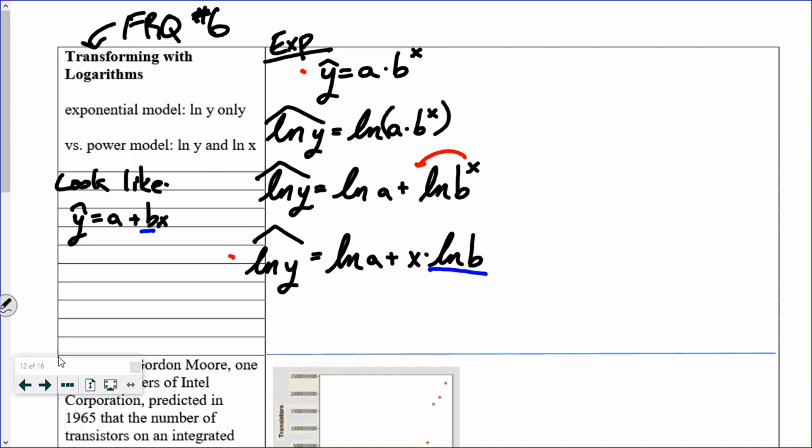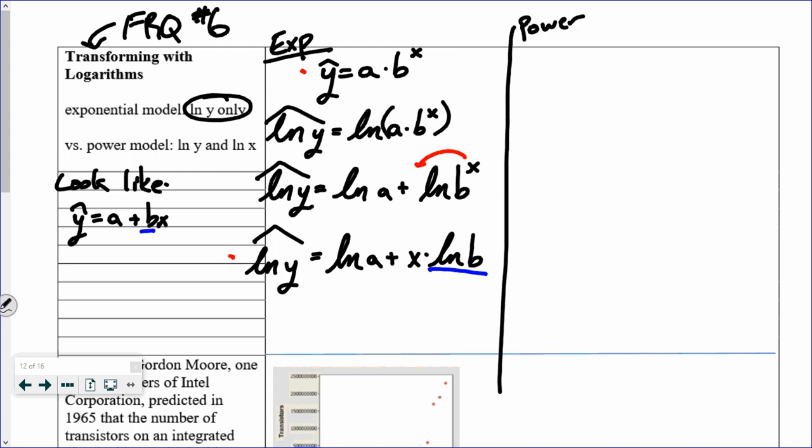So we can turn exponential data into linear data by taking the natural log of y only. And that's what we've done here. We took the natural log of y, and we took the natural log of y only. In the second case, for a power model, we do that over here on the right. Power. You've got to remember what a power model looks like.